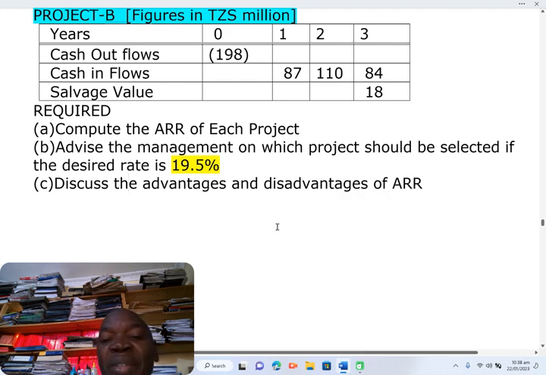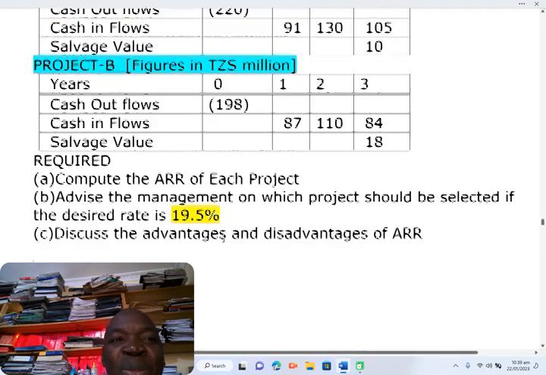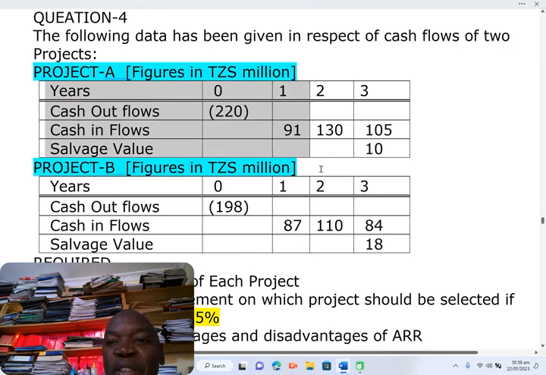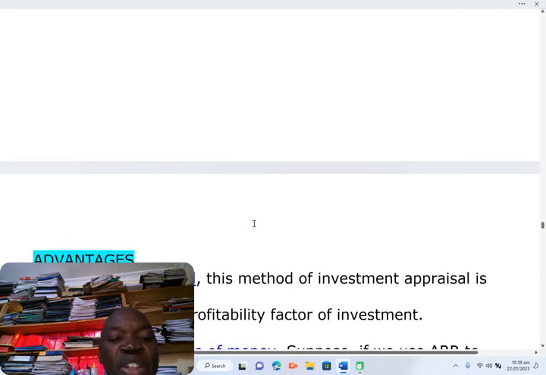As I said, it is simple to compute, and also it is applicable when a project manager or a company is making a decision without considering the time value of money. Disadvantages: it does not include some of the cash which is incidental to the project, and it also does not consider the time value of money. Now, in order to arrive at this decision, we should have a way forward on how to compute.